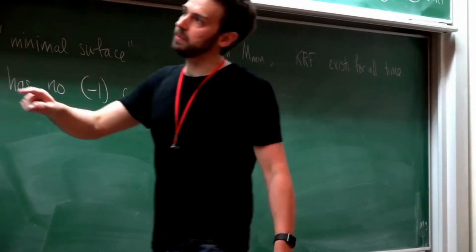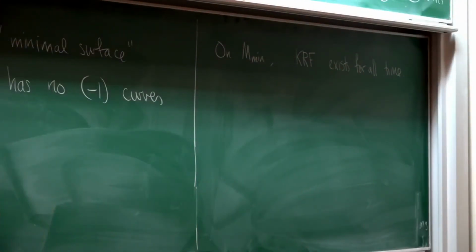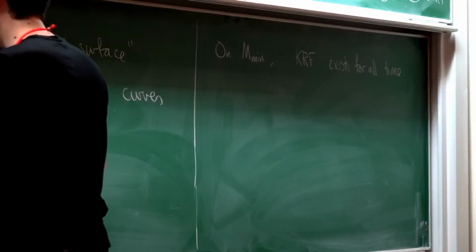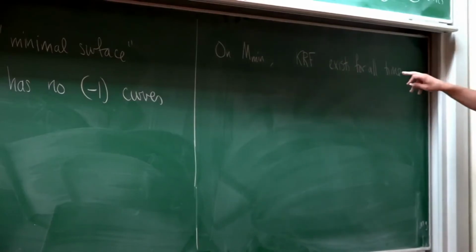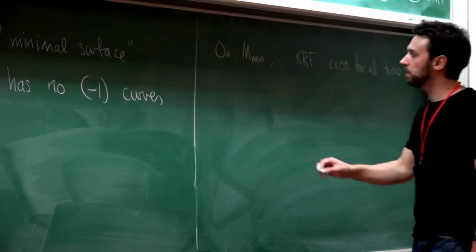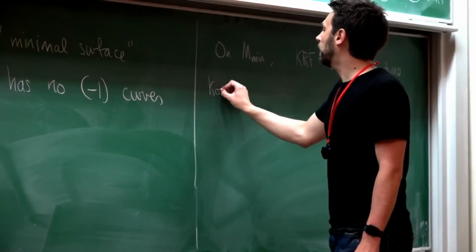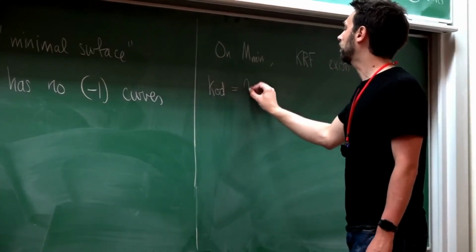I'm making an assumption here about the Kodaira dimension. If it's negative infinity, this in general will not be true. On M min, the Kodaira flow will exist for all time, and then what will happen? Well, what happens depends on the Kodaira dimension.